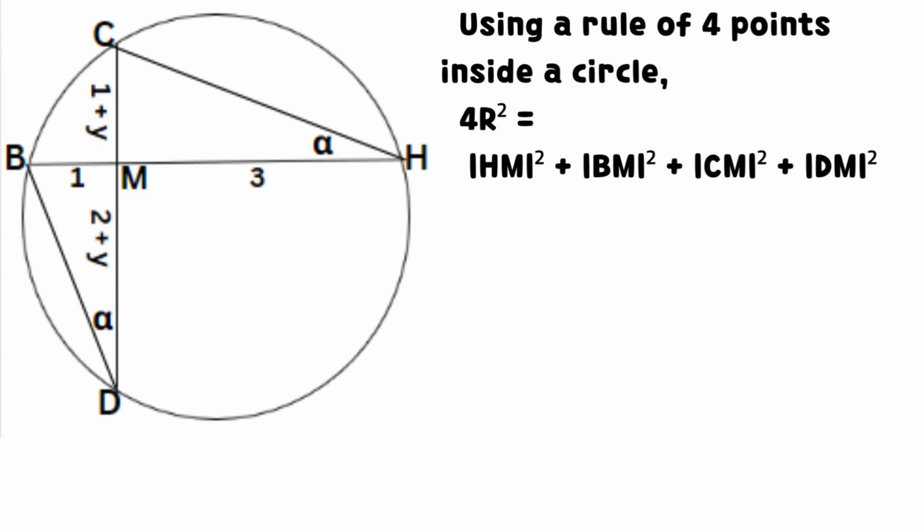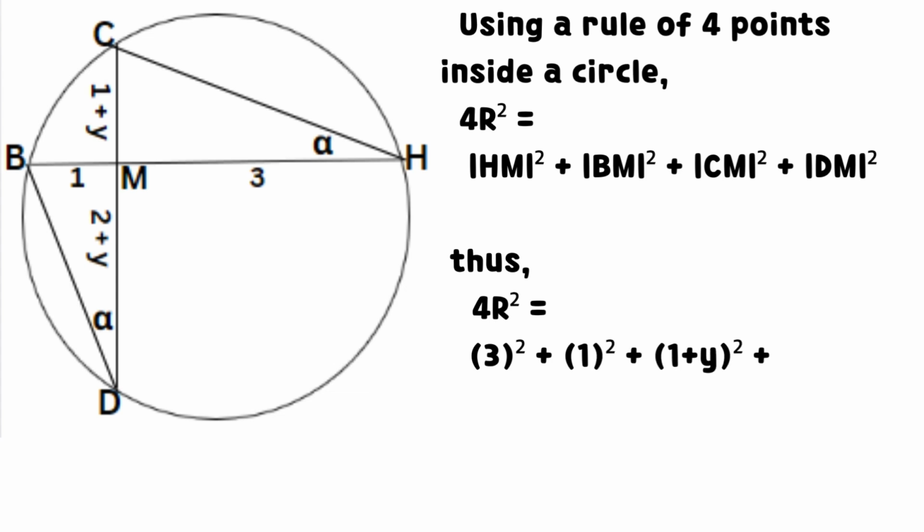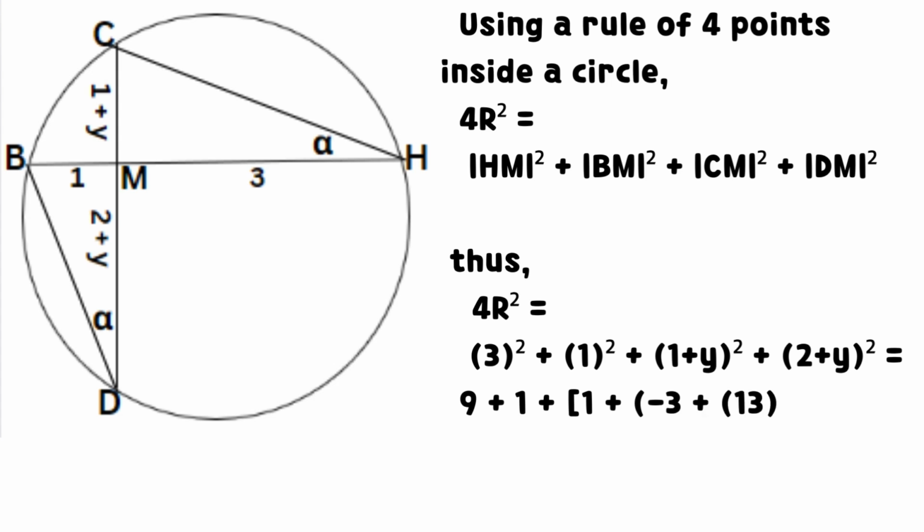Using the rule of 4 points inside a circle, that is, the product of 4 and the square of r equals the sum of the square of line H, m, the square of line B, m, the square of line C, m, and the square of line D, m. Substitute values and simplify to have that the product of 4 and the square of r equals 17.